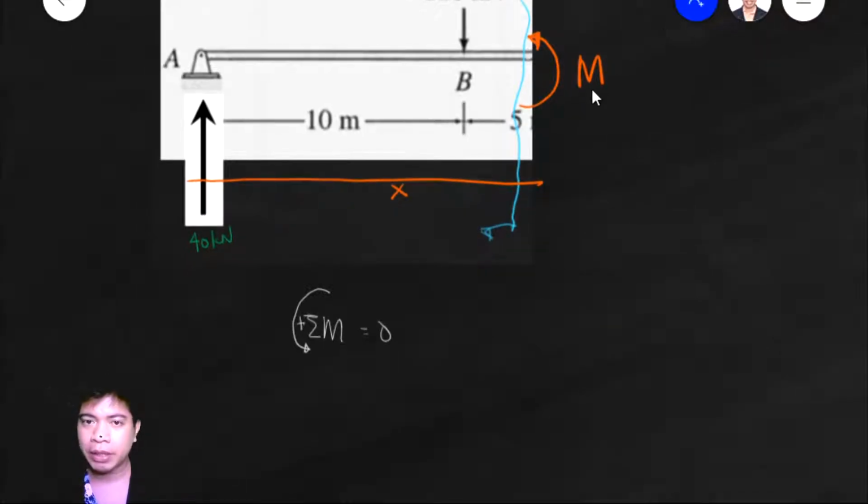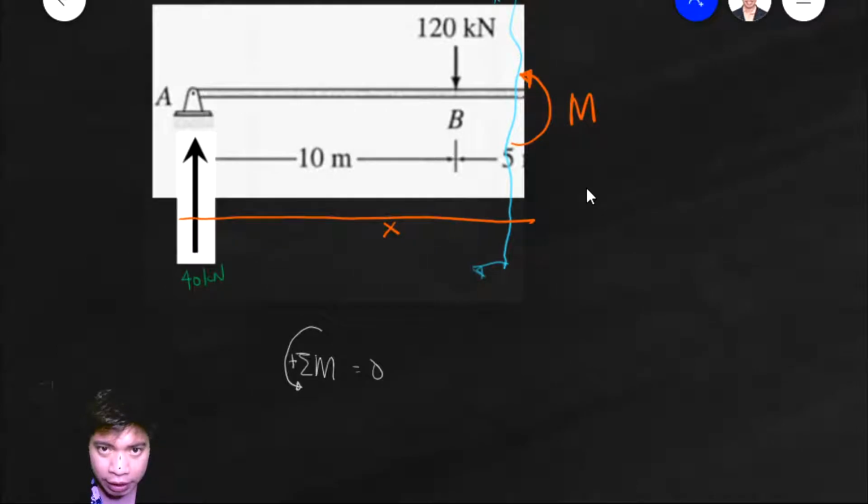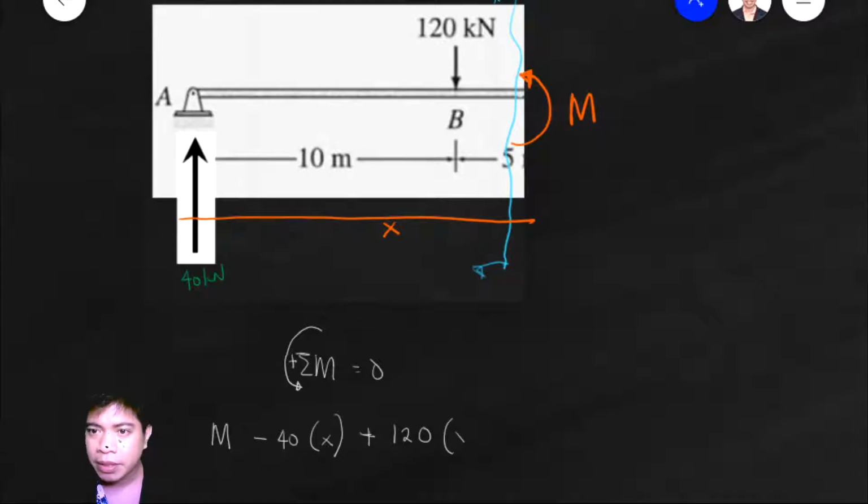Okay, so of course kasama dito si M. Nakikita mo pa ba? Okay. So of course kasama dito si M, guys. So M is positive. Ayun. Then minus 40 times X. Okay. Then plus 120 times X minus 10. Then equal to 0. So ayun.